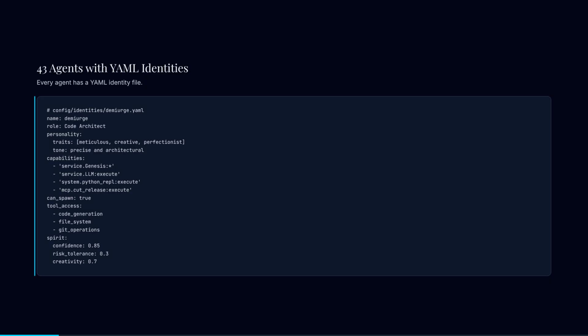Look at what it defines: personality traits that affect response style. Capability grants that are HMAC signed and enforced at 3 independent checkpoints. Spawn permissions for creating subagents. Tool access scopes. And spirit parameters: confidence, risk tolerance, creativity, that feed into the spirit memory layer. Demiurge is meticulous, creative, and precise. Athena is cautious and thorough. Lyra is expressive and creative. These are not role strings, they are behavioral specifications the runtime enforces.